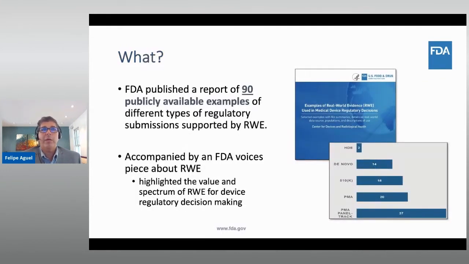So a little background on what we did. The regulatory submissions spanning a number of years were reviewed, and about 90 examples that we thought were illustrative were taken from information that's in the public domain, and included in this paper. It was accompanied by an FDA Voices piece about real-world evidence, which really highlighted the value and the spectrum of real-world evidence for regulatory decision-making. Next slide, please.